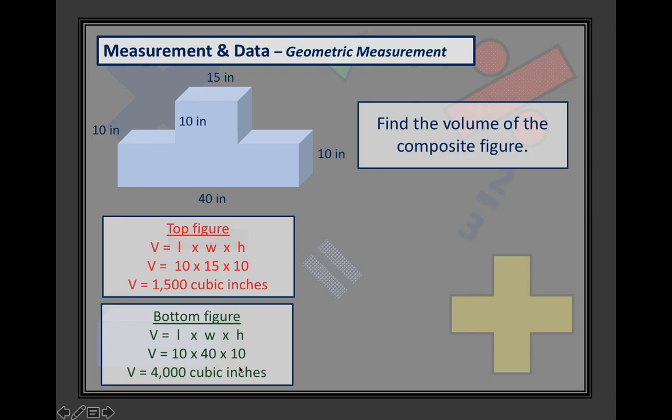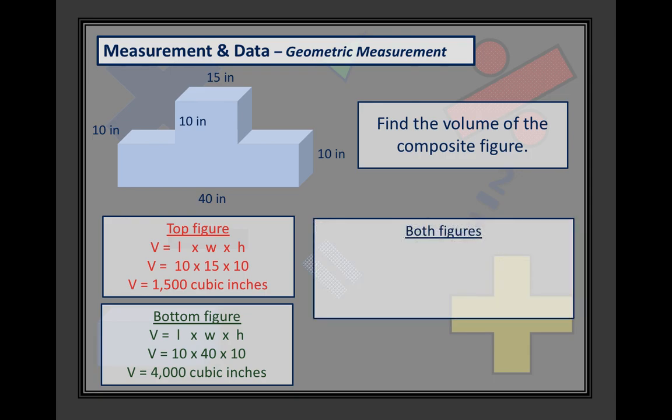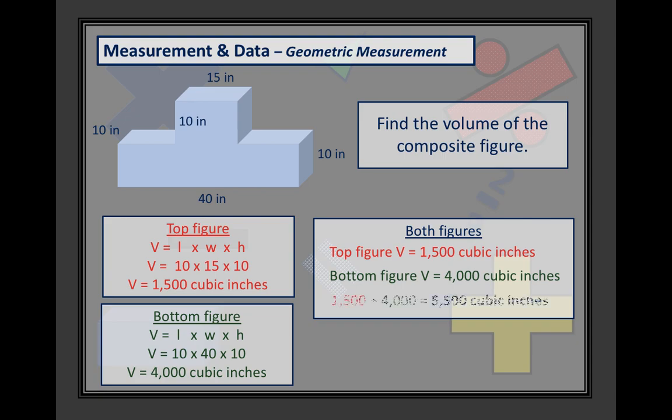Now to find the combined volume of the entire composite figure, I just have to add those up. And again, I'm going to clearly show my work. The top figure volume is 1,500 cubic inches. The bottom figure volume is 4,000 cubic inches. When you add those together, you get 5,500 cubic inches. So that is the volume of this entire composite figure.